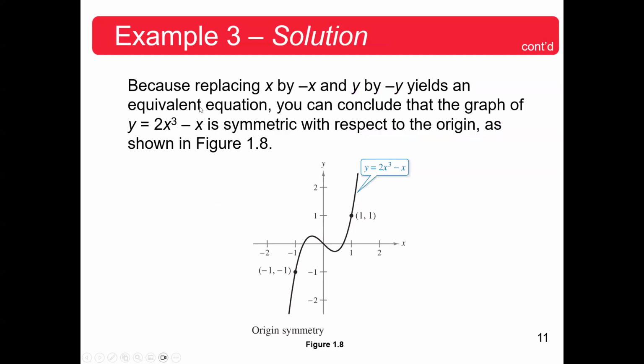Now, because replacing x by negative x and also y by negative y yields an equivalent equation, here we can conclude that, again, the graph of y equal to 2x cubed minus x is symmetric with respect to the origin, as we can see in the diagram when we plot it. So at the origin point, we have the symmetry of it.